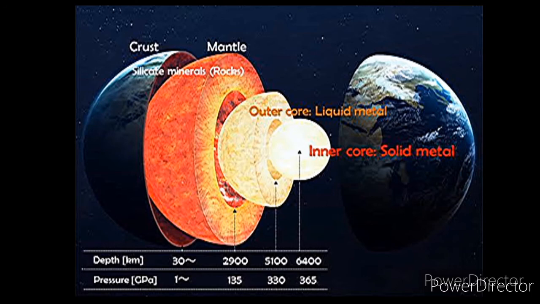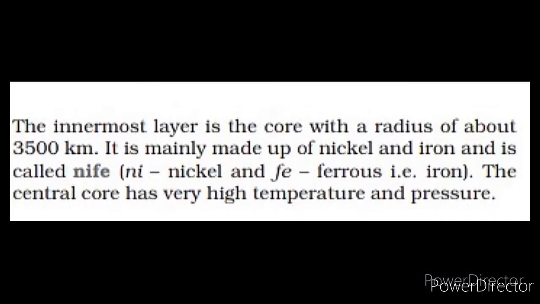As we move from the crust towards the core, the pressure and density increase towards the center of the earth. See the content here given in your book. The innermost layer is the core with a radius of about 3,500 km. It is mainly made up of nickel and iron and is called NiFe. Ni for nickel and Fe for ferrous, that is iron. The central core has very high temperature and pressure.